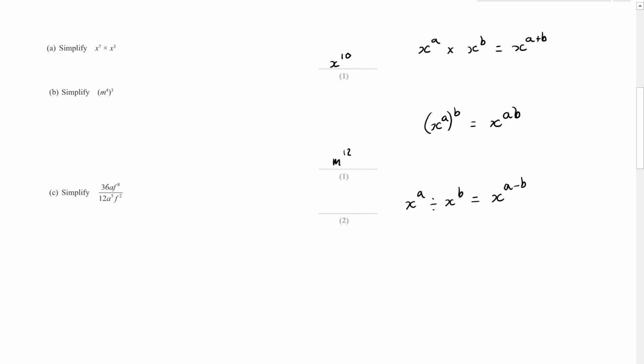And so 36 divided by 12 is just 3, so we can write a 3 at the start. If we have a to the power of 1, which is this a up here, divided by a to the power of 5, it becomes 1 minus 5, which is a to the power of minus 4. And then if we have f to the power of 8 divided by f to the power of 2, 8 minus 2 is going to give you 6, so this is going to be f to the power of 6, and that is your simplified version of that expression.